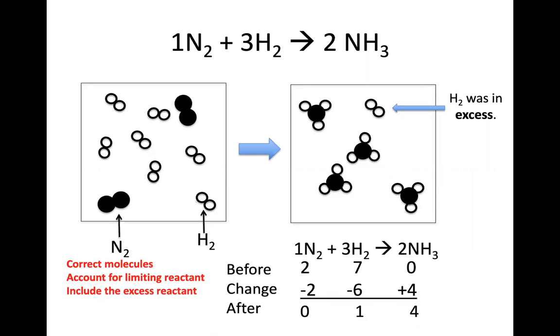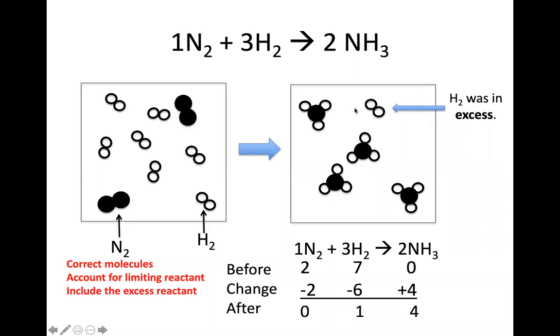One mistake that I've seen on this is students get really strange combinations for what they think could be afterwards. We need to have the correct molecules. The correct molecules were possibly N2, H2, and NH3. We need to account for a limiting reactant if that was present, and we need to include any excess reactant in our final picture. This is what I've seen as far as what makes it a more difficult problem.